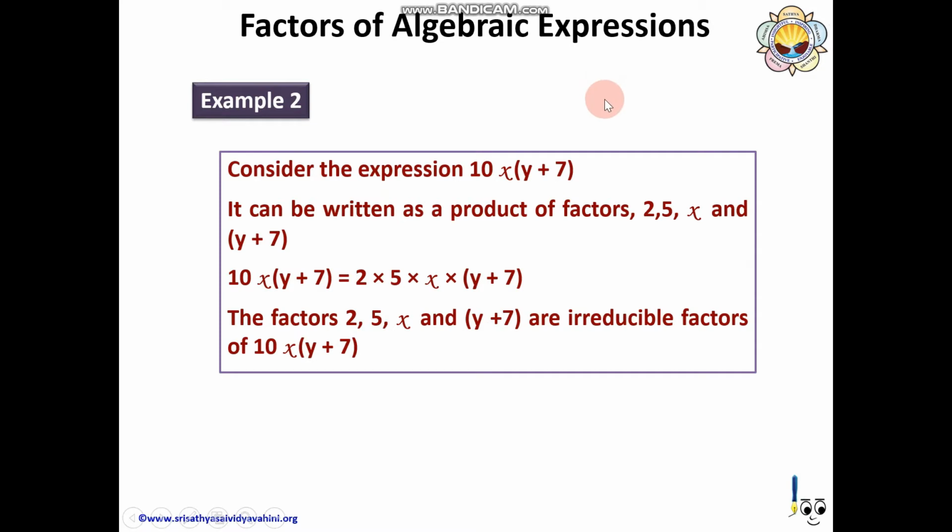You can see here 10x(y plus 7). So 10x is multiplied with y plus 7. So what are the factors of this expression? 10x can be written as a product of factors 2, 5 and x, and then y plus 7. So the factors of 10x(y plus 7) are 2 into 5 into x into y plus 7.